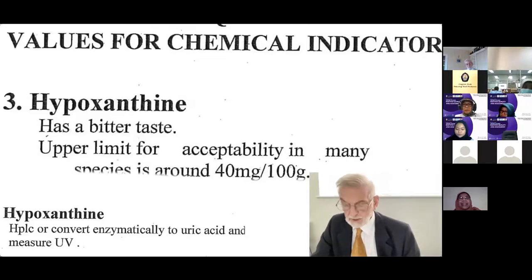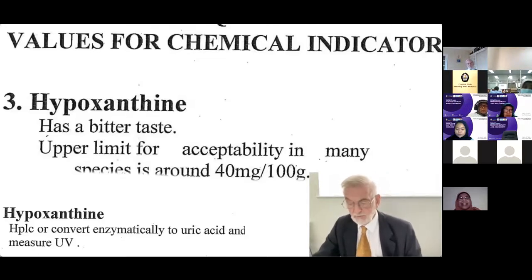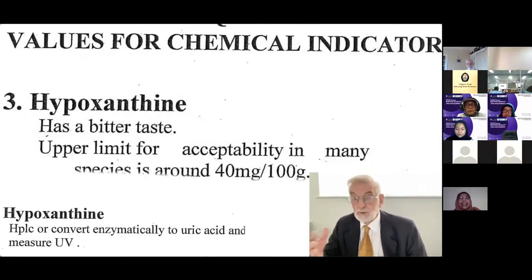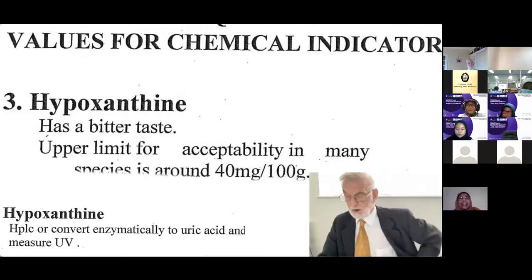The third chemical indicator I'm going to talk about is hypoxanthine, again very briefly on this one. Hypoxanthine has a bitter taste, and it is one of the things that makes the fish unpleasant, and this is formed from ATP breakdown, which we will deal with in a minute. This can be measured by either HPLC, enzyme-linked immunosorbent assays, or a colorimetric method. Several ways in which one can assay this. In this one, the upper limit for acceptability is about 40 milligrams per 100 grams.